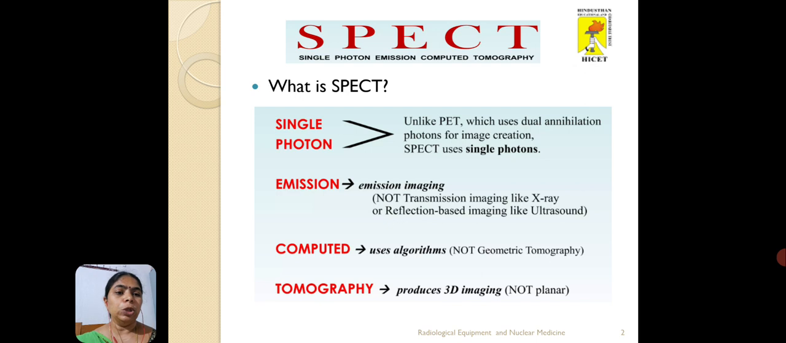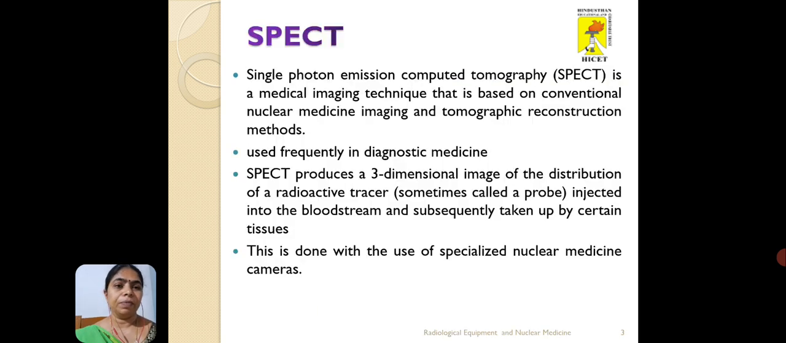Computed tomography uses algorithms to produce 3D imaging. So SPECT, single photon emission computed tomography, is a medical imaging technique based on conventional nuclear medicine imaging and tomographic reconstruction methods, used frequently in diagnostic medicine. SPECT produces a three-dimensional image of the distribution of the radioactive tracer injected into the bloodstream and subsequently taken up by certain tissues. This is done with specialized nuclear medicine cameras, that is nothing but gamma cameras.